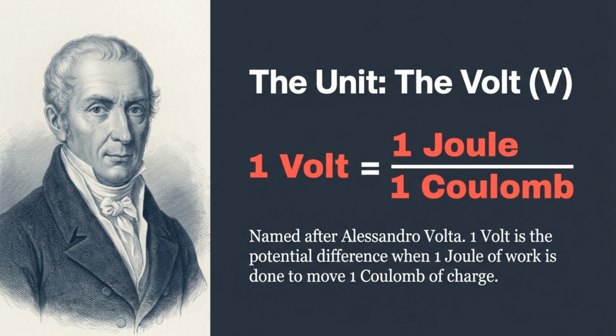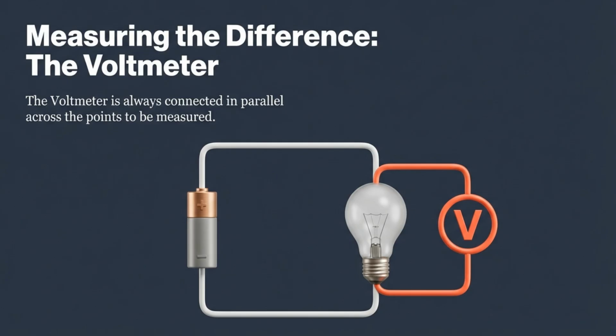The unit for potential difference is the volt, named after Alessandro Volta. 1 volt is defined as 1 joule of work done per 1 coulomb of charge. The voltmeter is the instrument used to measure potential difference. It is always connected in parallel across the points where the measurement is taken.